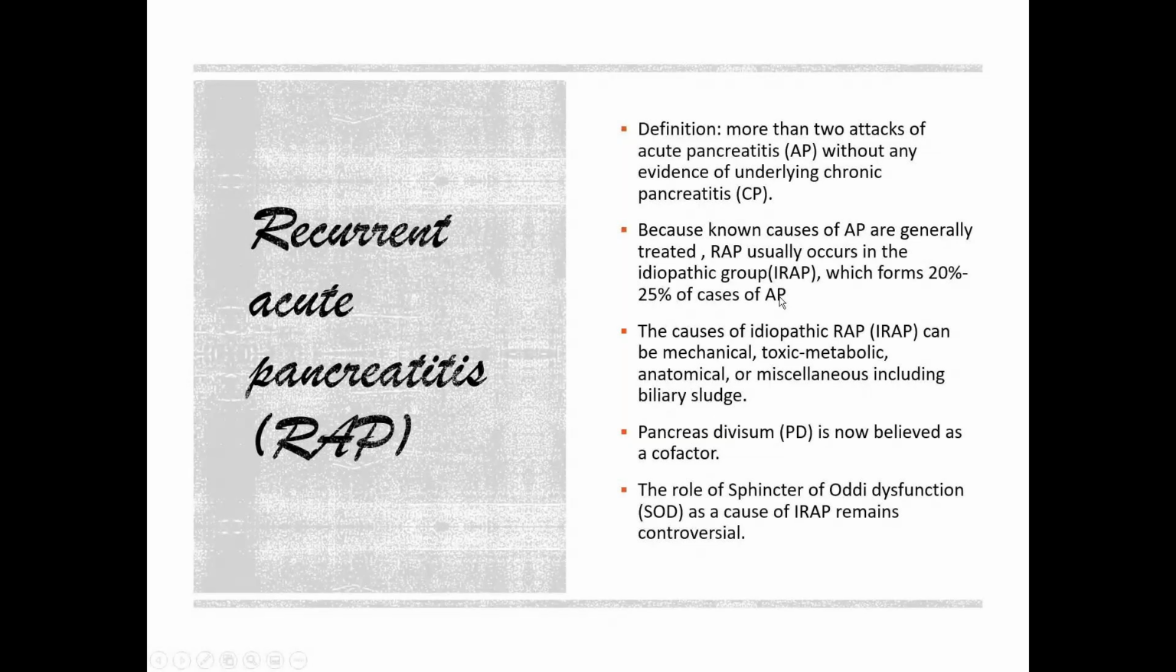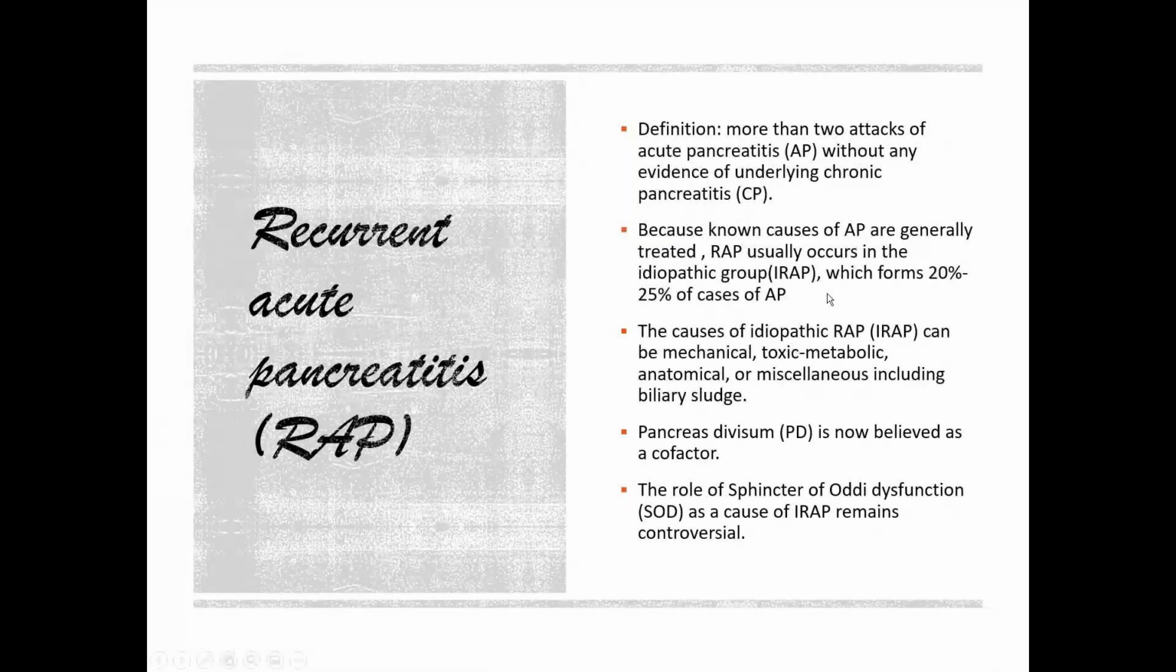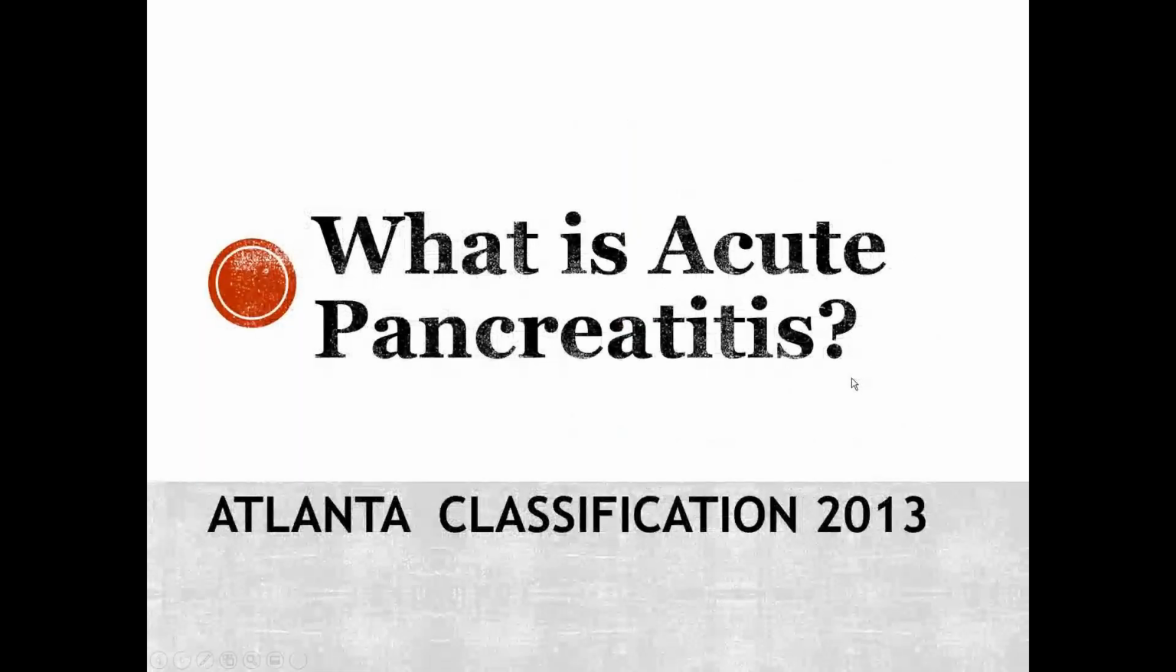The causes of idiopathic recurrent acute pancreatitis can be mechanical, toxic, metabolic, anatomical, miscellaneous, just like acute pancreatitis. The idiopathic group is where the exact cause cannot be identified. Pancreas divisum is now believed to be a cofactor in recurrent acute pancreatitis. The sphincter of Oddi as a cause for IRAP remains controversial.